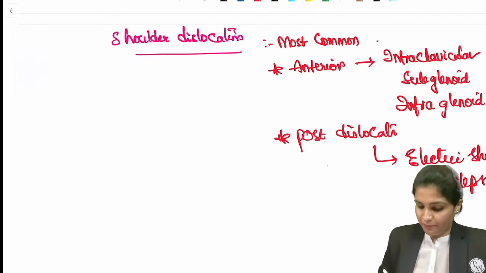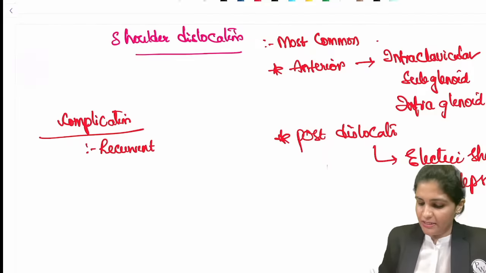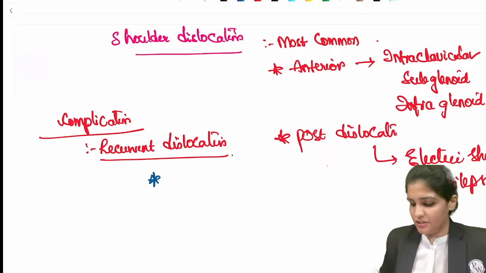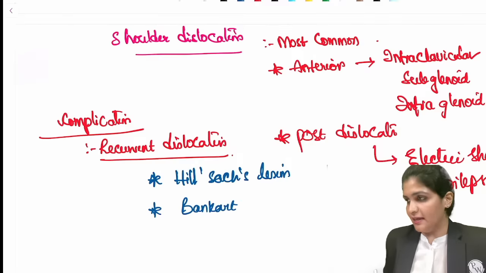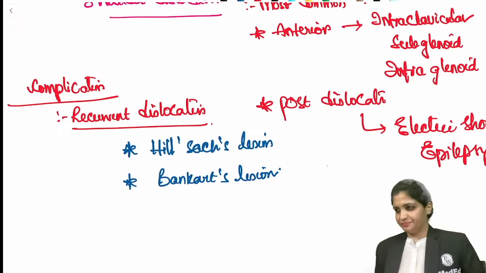And in case of complications of shoulder joint, in case of recurrent dislocations, you can see two conditions which you have to remember. Recurrent dislocations, two conditions. What are those two conditions? So one is your Hill Sachs lesion and the second one is your Bankart's lesion, right? Hill Sachs lesions and Bankart's lesions.